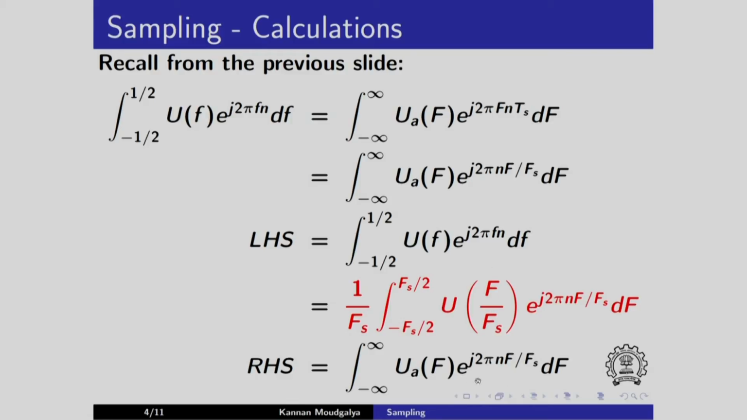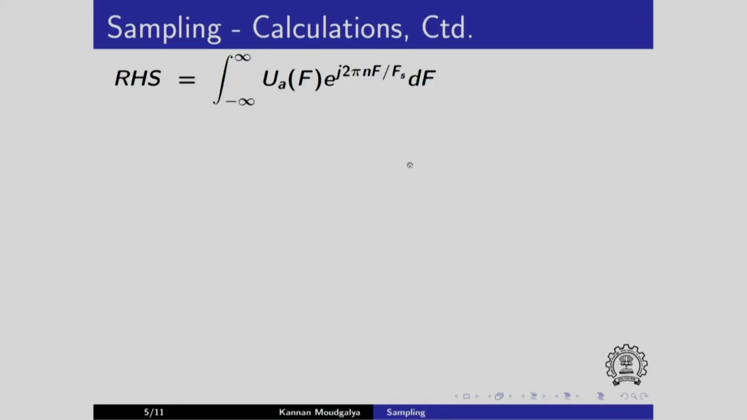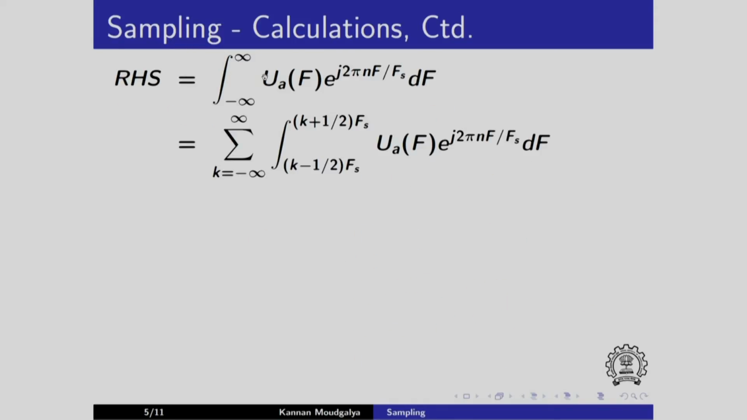So in the next slide, we will simplify the right hand side and then we will make that equal to the expression in red. Let us start with the right hand side here. I am going to split this into small integrals, k minus half to k plus half. The next one will go from k plus half to k plus 1 and a half, then k plus 1 and a half to k plus 2 and a half, and so on the positive side. Similarly on the negative side, that happens when I allow this k to go from minus infinity to plus infinity. So these two expressions are identical.